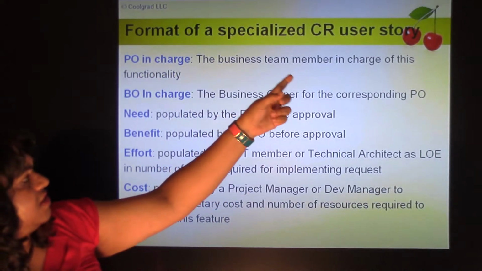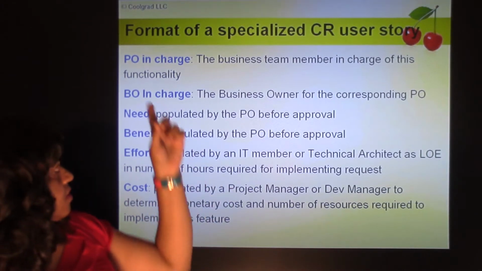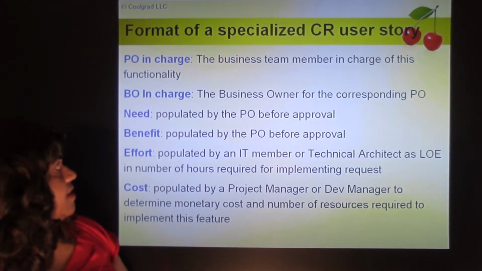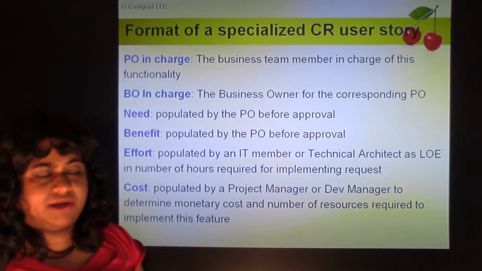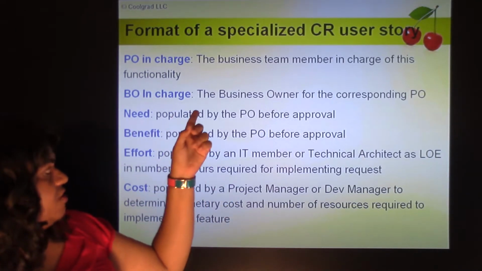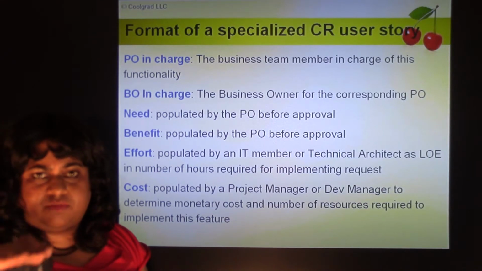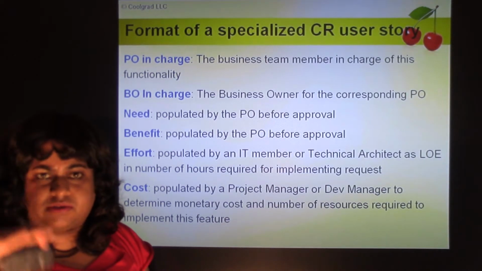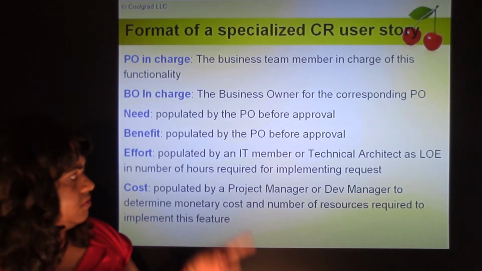Format of a specialized CR user story. So these are some more fields, okay? This is a continuation of the previous slide. PO in charge: the business team member in charge of this functionality. So who is the product owner in charge of this story? We put that. BO in charge: who is the business owner for this corresponding product owner? So we need details about who is the PO and who is the BO. We have to create drop-downs and populate their names for these stories, just so they know they are in charge of the story.